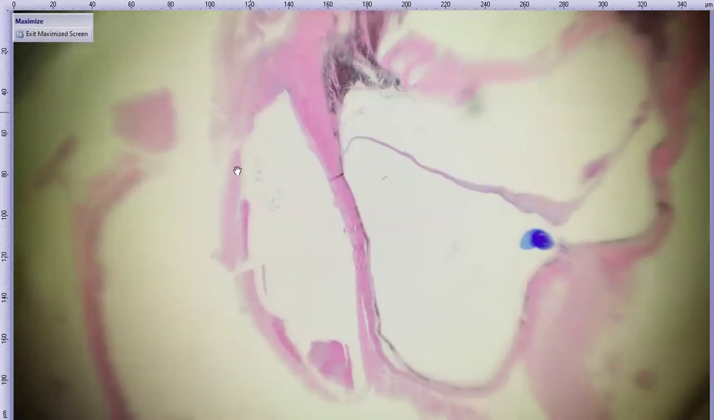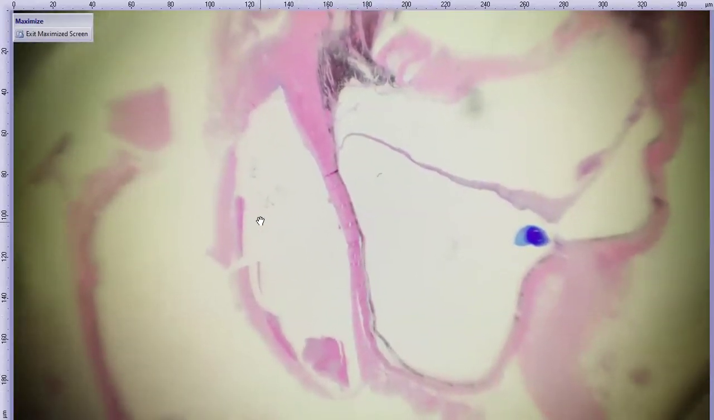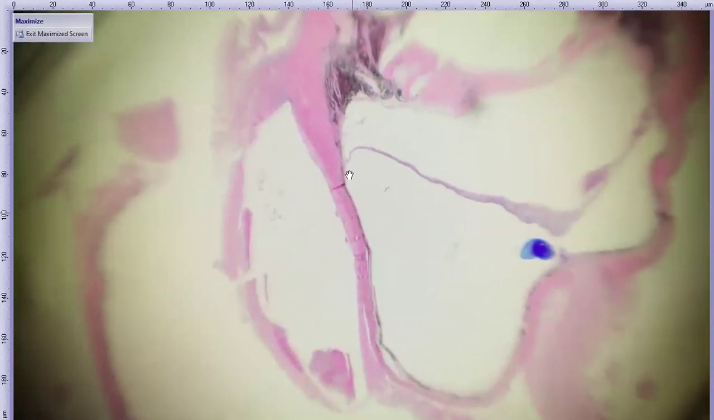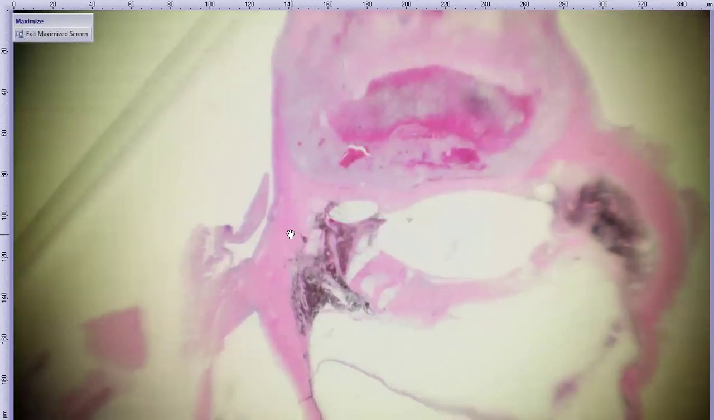As we move over this way, this was the site of the Ahmed valve plate, which we also call the bleb. And normally what we would see is kind of this fibrous capsule around it, which is what we're seeing here. There's maybe a little bit of a cellular infiltrate adjacent to where the tube is, but pretty mild.